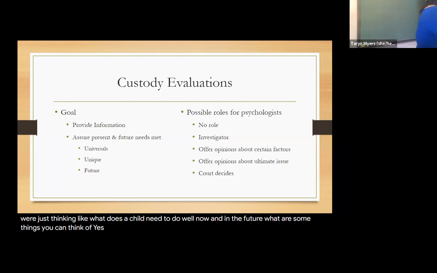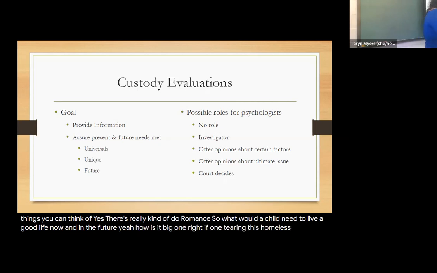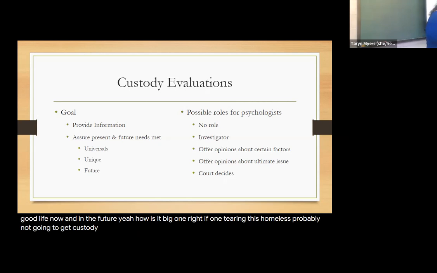Yes. Oh, that's good. There's really no wrong answers here. So any stabs in the dark y'all might have are good. So what would a child need to live a good life now and in the future? Yeah. Housing, big one, right? If one parent is homeless, probably not gonna get custody. Emotional support, huge one. Were you gonna say the same thing?